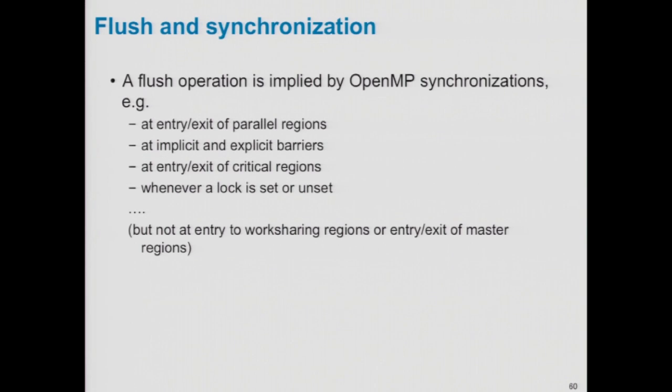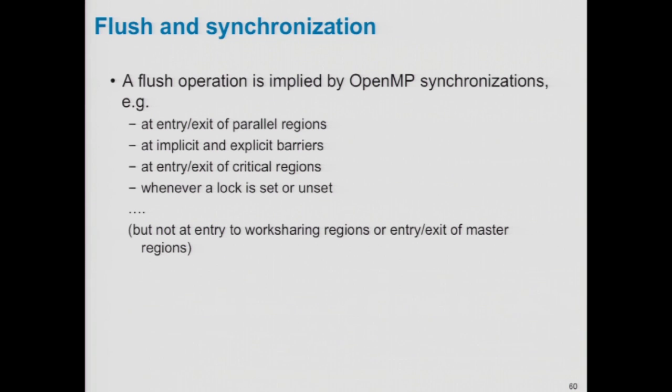Normally you don't need to use explicit flushes because they're buried in the other constructs implicitly. Every time you enter and exit a parallel region, there's an implicit flush in the implementation where it's just doing it for you. Anytime you have an explicit or an implicit barrier, the flush is already there, you don't have to do it yourself.